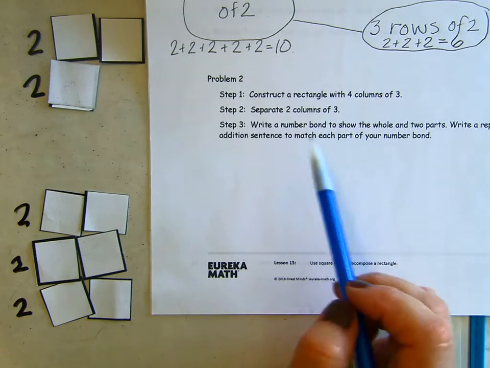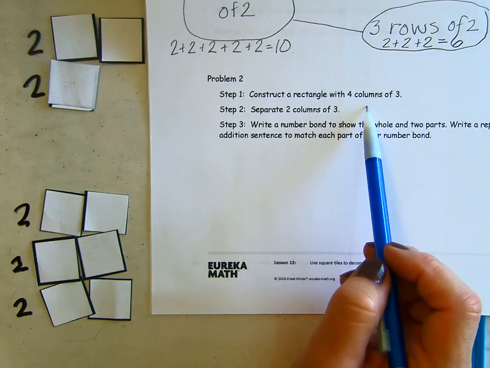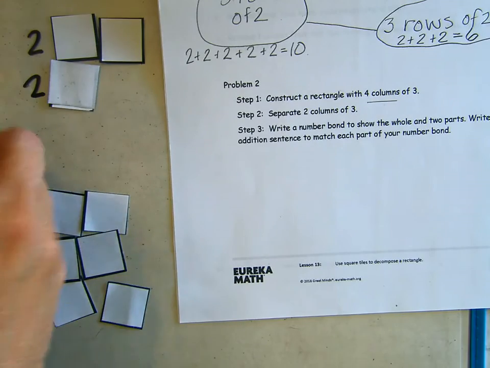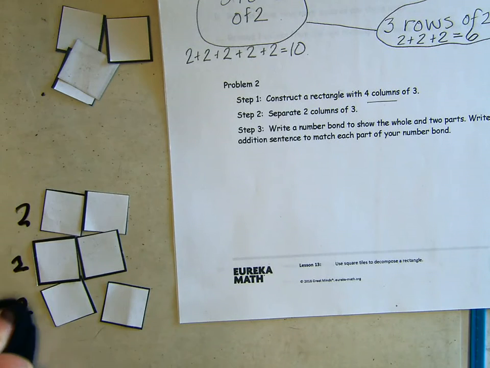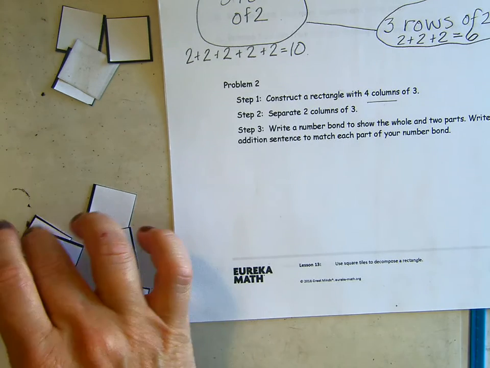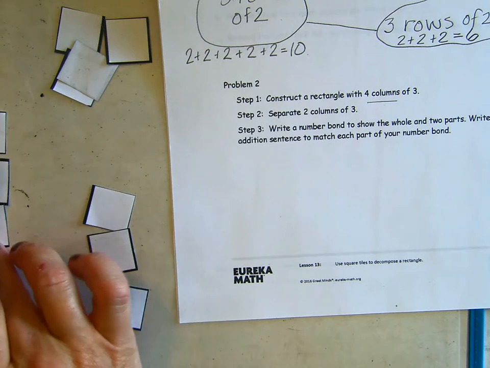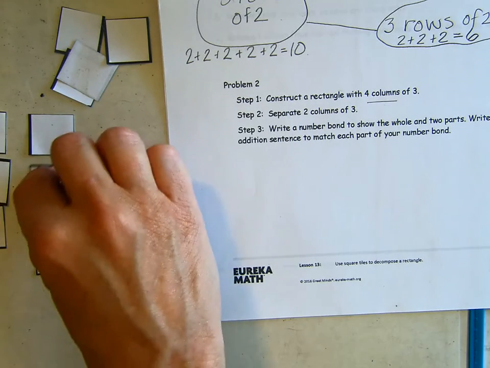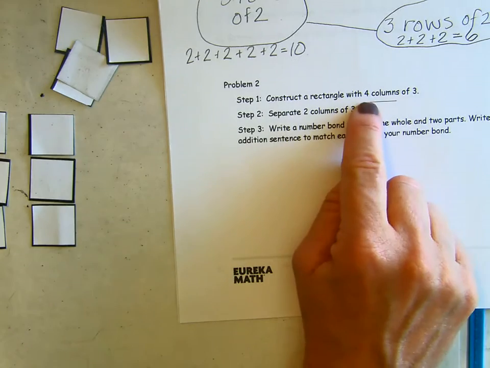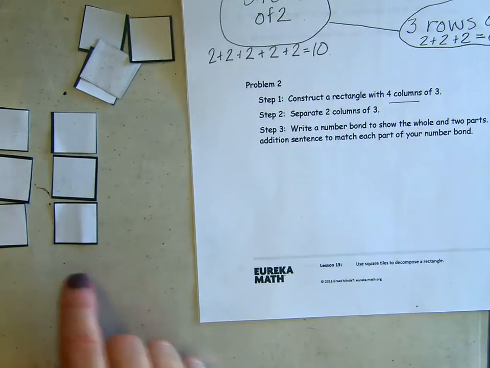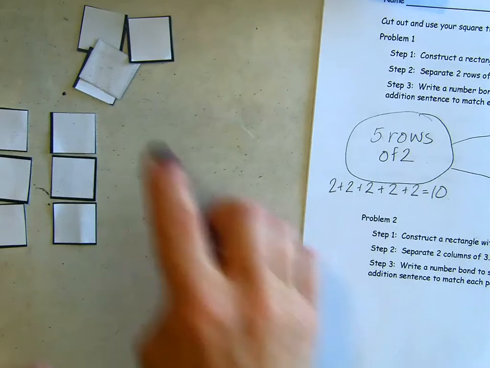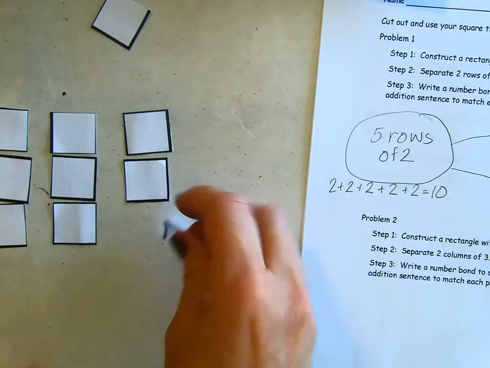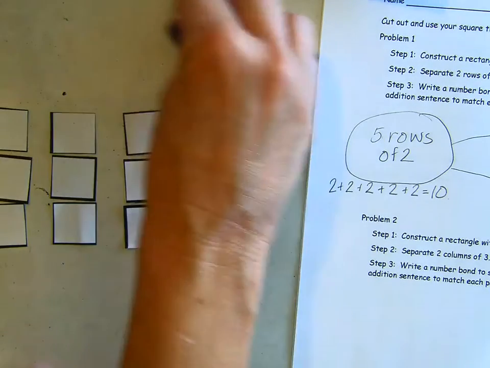This time we're going to construct a rectangle with 4 columns. Now they're talking about columns of 3. So try to erase these without messing them up too much because I have some columns of 3 right here. 1, 2, 3. 1, 2, 3. I need 4 columns. Right now I have 2 columns. Columns go up and down. 1, 2, 3. I need 4 of them.